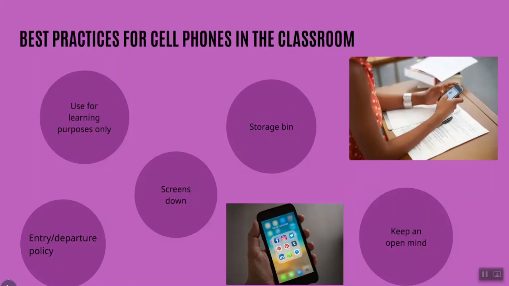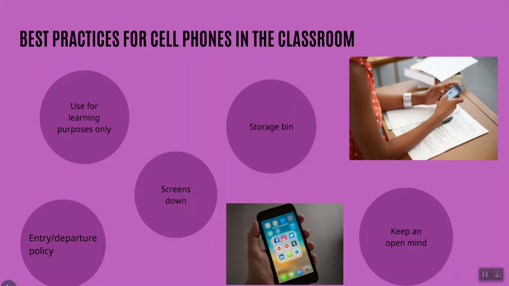A screens down or face down policy is also good. While phones are out and turned on, if you do not want them to access them at the moment, simply say face down or screens down. This allows the phone to be on their desk in your view, but face down to where they cannot access it.